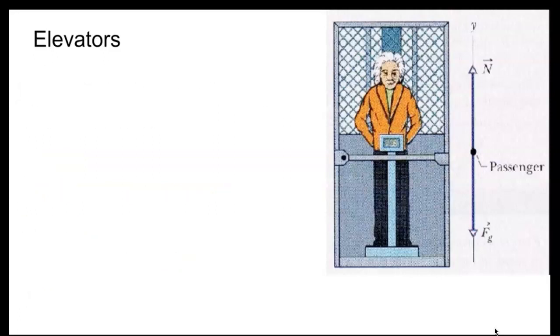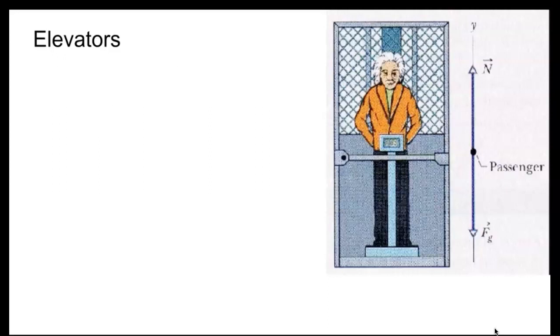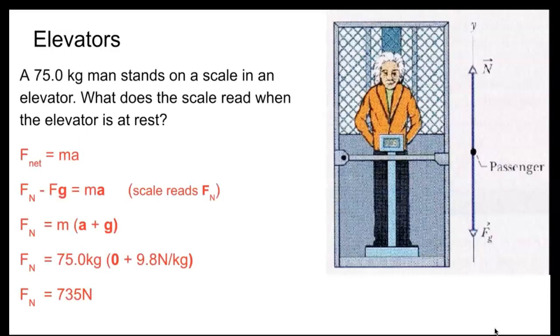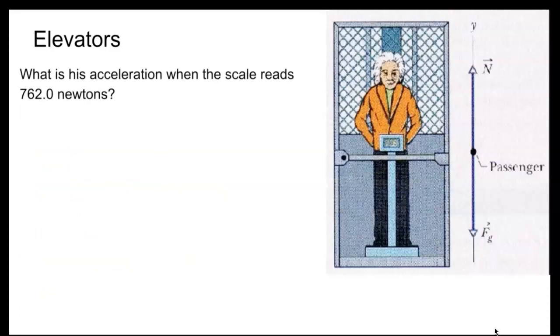Let's do the follow-up to that question. What will his acceleration be when the scale reads 762 newtons? Hang on, is that different from what it said earlier? Yeah, when it was stationary, the scale said 735 newtons. Now it reads more because the elevator is accelerating?